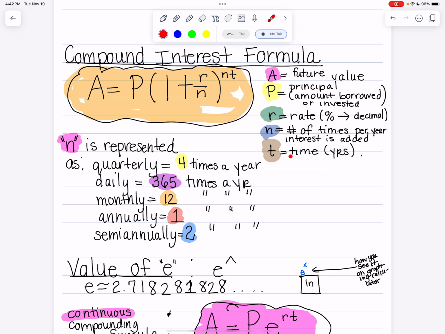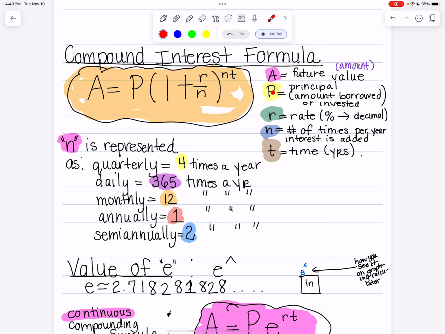A represents future value, or some books may say future amount, okay? That's one thing you may say, future amount or future value. That's what it means. What is this amount after so many years? Questions can be asked like that.